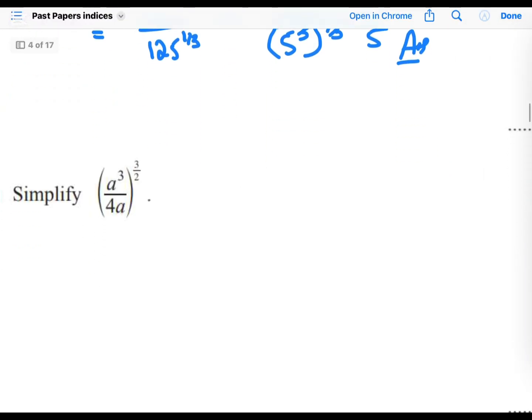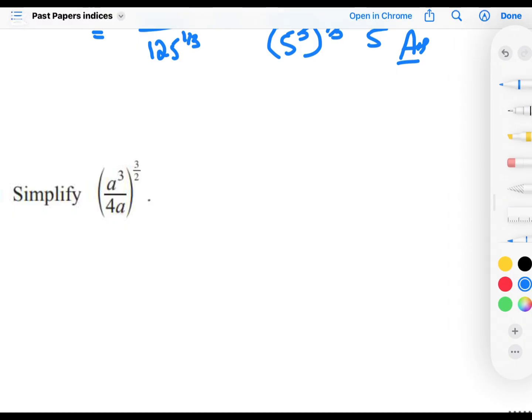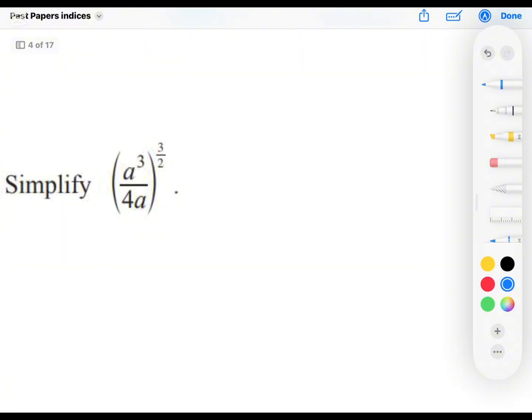Now another question. Whole power 3 upon 2, so I have to give this power to each and every element, but now in the bracket some simplification can happen. So first we need to simplify inside the bracket, then we have to apply the power. Previously no simplification could happen, so I just applied the power. Now what simplification can we do in this part? Now listen to me carefully. You can see that this a will be cancelled out with this, so the question will become a square divided by 4 whole power 3 upon 2.